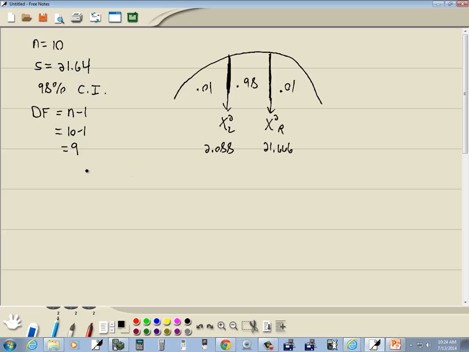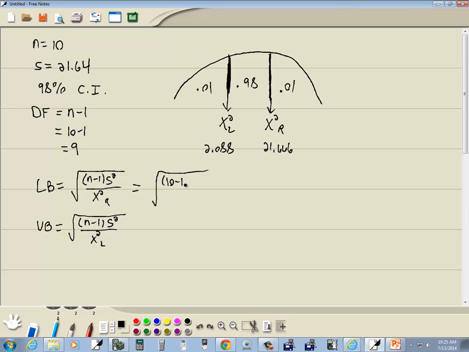Okay, back to our formula. Lower bound. The lower bound is equal to the square root of N minus 1 times S squared over the right chi-square. Our upper bound will be N minus 1 times S squared over my left chi-square. Okay, so let's plug in our values. N was 10, so we have 10 minus 1. S was 21.64 squared, over my right chi-square, which is 21.666, and I'll plug that into the calculator here in a minute.